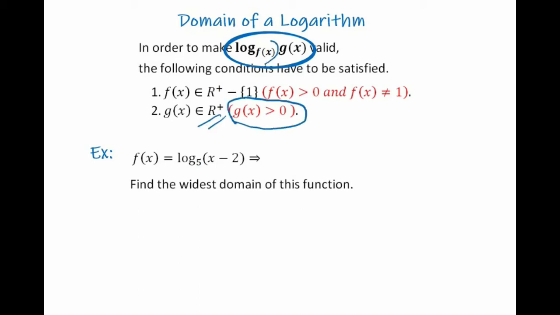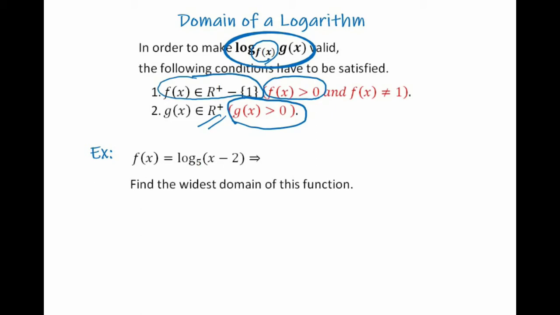If we look at the base here, which is f of x, that f of x also has to be a positive real number. In other words, it has to be greater than 0. And we all know that the base cannot be equal to 1 in logarithms. So that means f of x can be an element of any positive real number except 1.